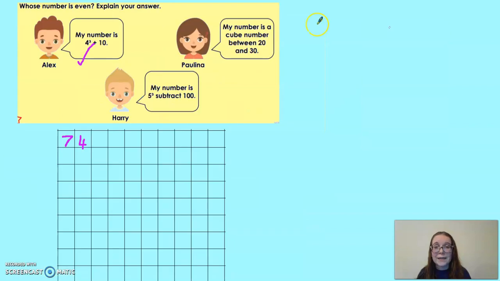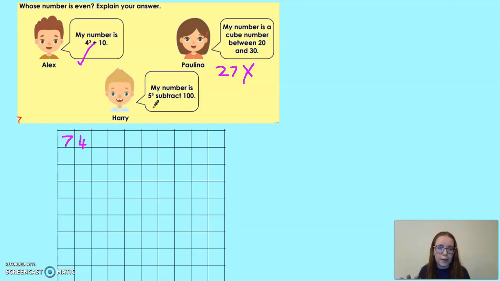So Paulina's number must be 27 because it's a cube number between 20 and 30, but it is not an even number, it's an odd number. So I'm going to put a cross next to Paulina. And then the last one is Harry. Harry says my number is 5 cubed subtract 100. So we've got to work out what 5 cubed is and take away 100. Nice and easy.